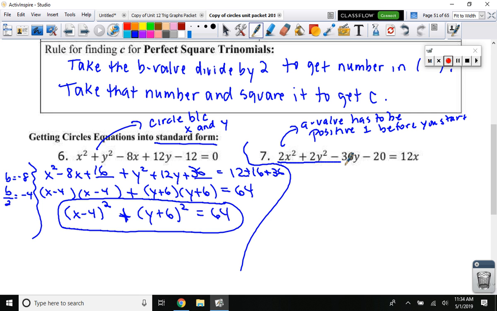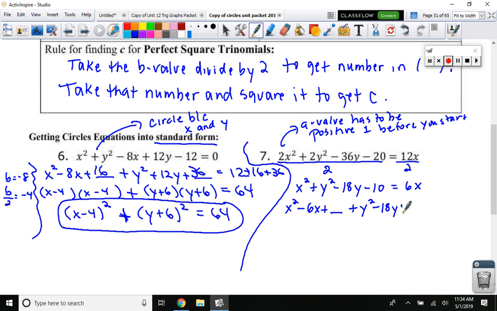Now for us, we're not going to deal with fractions. You can deal with that stuff later. It'll come out nice. So that leaves me with x squared plus y squared minus 18y minus 10 equals 6x. You okay there? Alright, what do I need to do? Now you can get x's together, get y's together, right? So that would leave me with x squared, bring this 6x over, minus 6x plus blank, plus y squared minus 18y plus blank, equals, take that negative 10, move it to the other side.